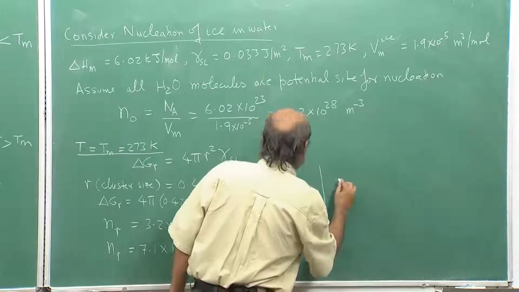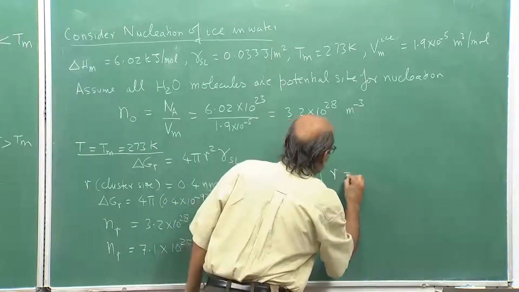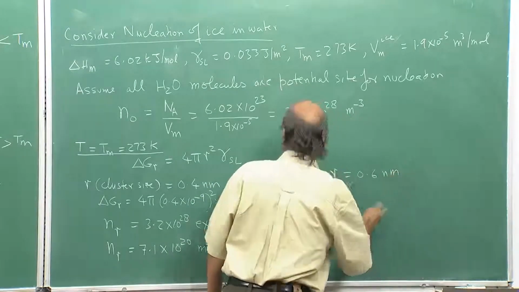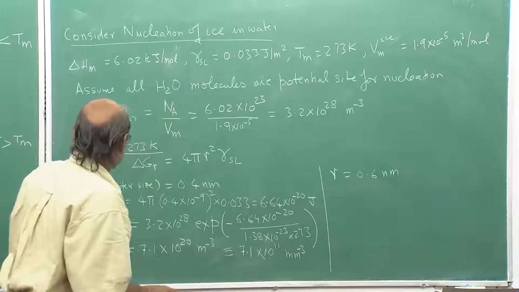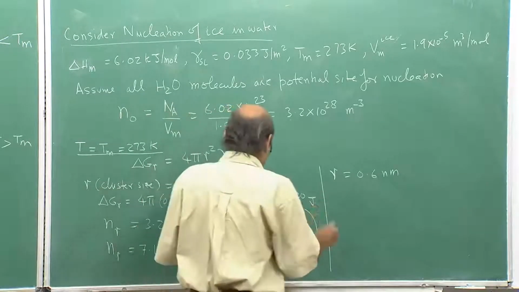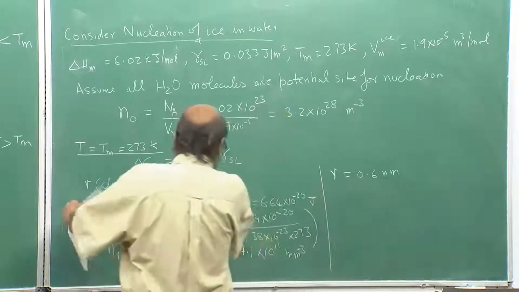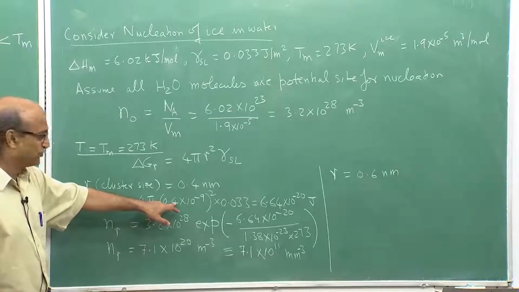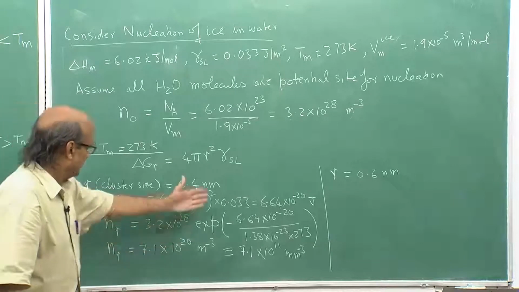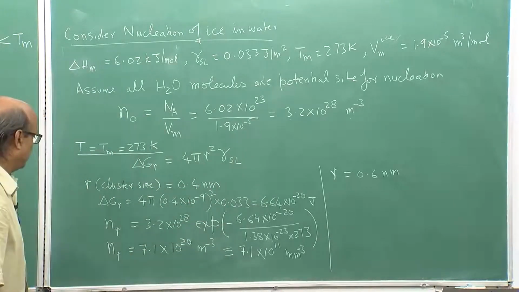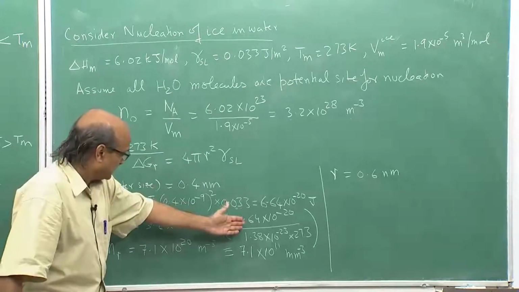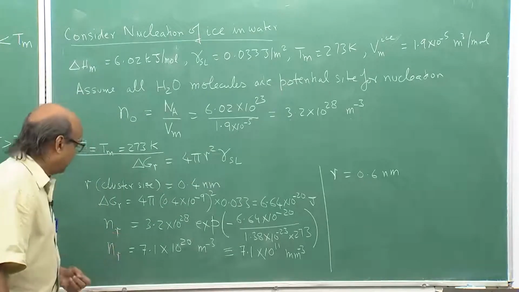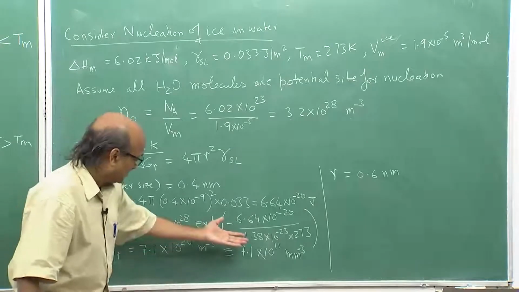So let us consider the size to be 0.6 nanometers. Then if I go through this calculation again, instead of 0.4 I will put 0.6 here, and I will get some delta GR, put that delta GR in the exponential relationship for NR and compute.